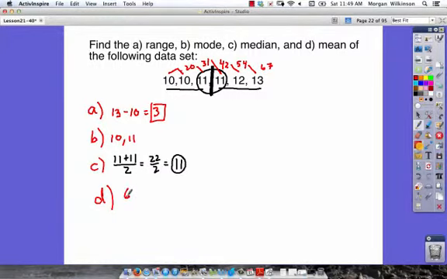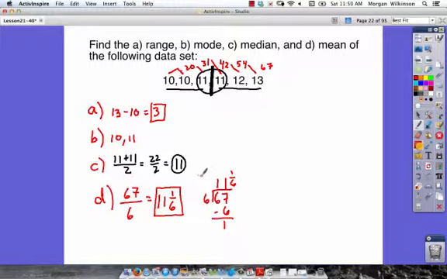So for D, we have 67 over, well, we have 1, 2, 3, 4, 5, 6 numbers. 67 over 6. So we could find our answer. We could say 67 divided by 6. Well, 6 goes into 6 once, and 6 goes into 7 once. We're going to have 1 left over, so we get 11 and 1/6. And we can report that as our answer. Sometimes, like these two examples, the mean or the average doesn't come out to be a whole number. That's okay. Let's move on to our next example.